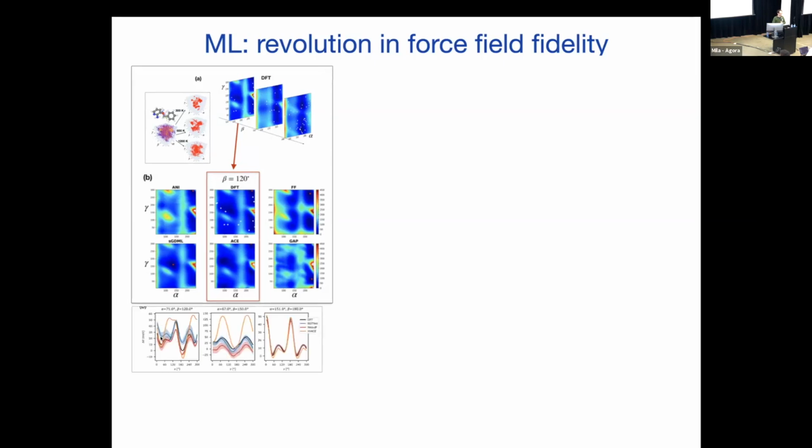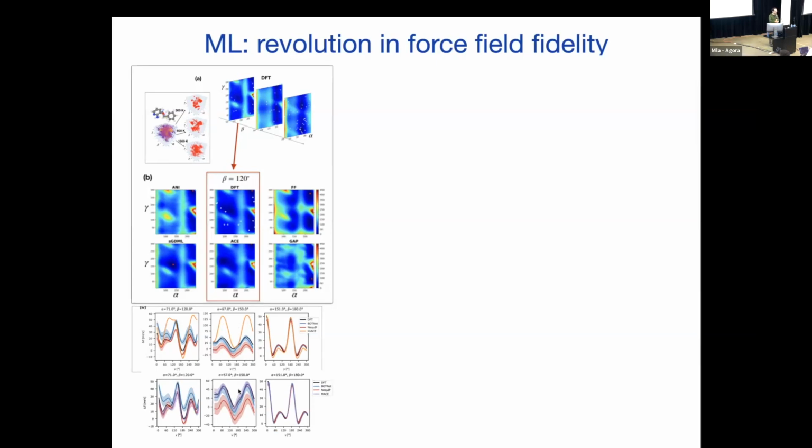So here are cuts of this surface, and the black line is DFT, the target. The orange line here is the ACE expansion. Sometimes it's good, sometimes it isn't. And when you do the message passing network, then you really fall on the line. So here's the best one. The purple line is the MACE model, the multi-ACE, and that really falls on the line even when it wasn't trained. So some of these cuts are very far away from the training set.